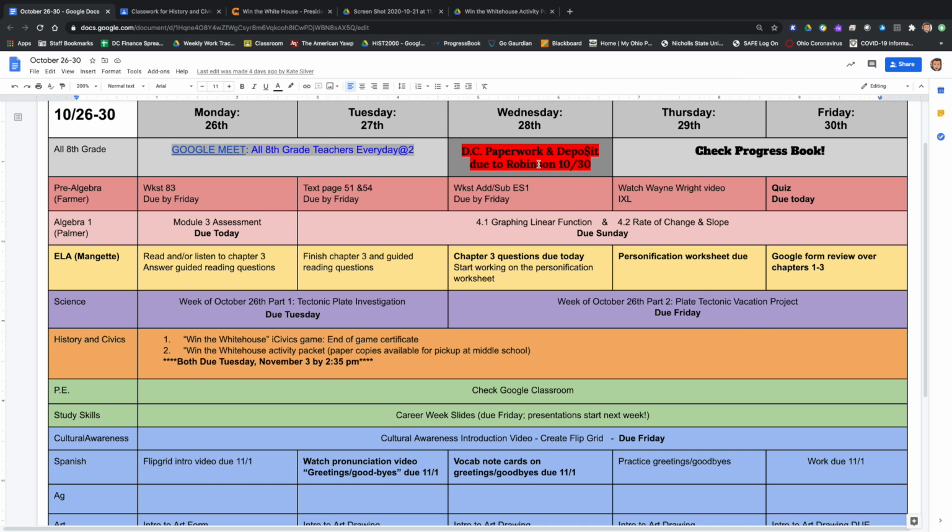Before I do, I just want to remind everyone that paperwork and the $100 deposit for the 8th grade Washington, D.C. trip is due to me by Friday. So if you would like to be part of the 8th grade Washington, D.C. trip, please get your registration form and your $100 deposit to me by the end of the day Friday so I can reserve your spot on a bus and in a hotel and get you meal vouchers and all those things that I need to reserve ahead of time.